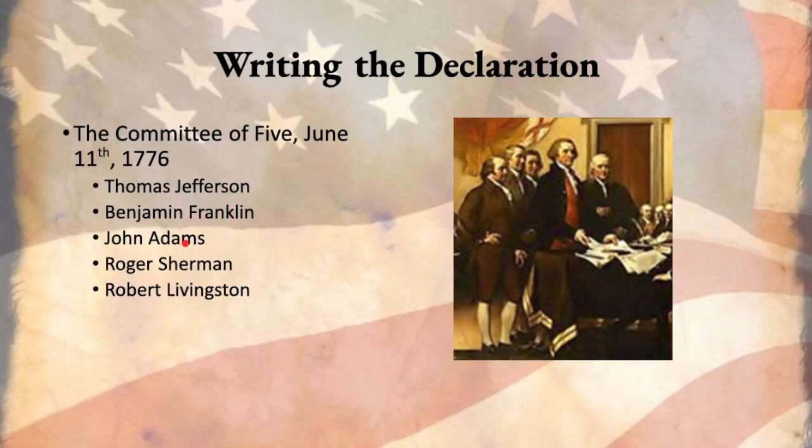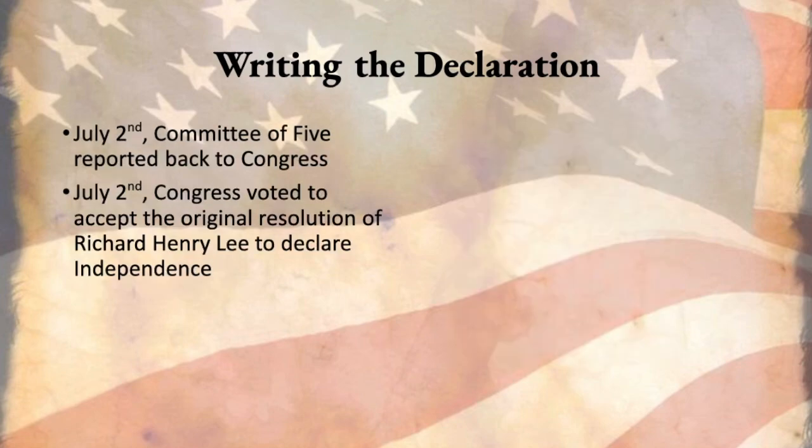So that was John Adams' way of maybe saving face or making it look like it was his choice to have Jefferson write it. But either way, Jefferson is commissioned to write this by this committee. He's the main author of it. On July 2nd, the Committee of Five reports what Jefferson wrote back to Congress.